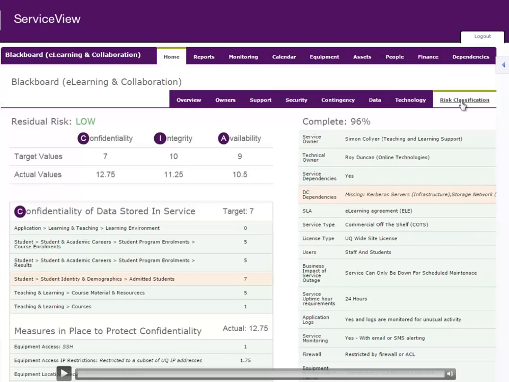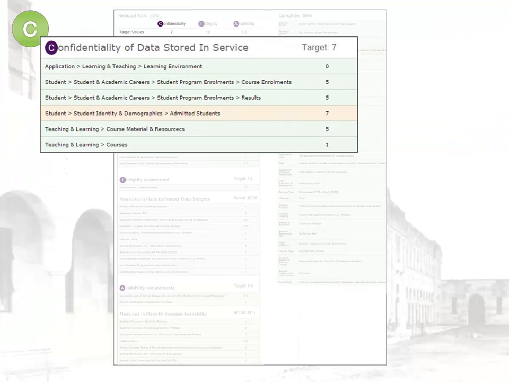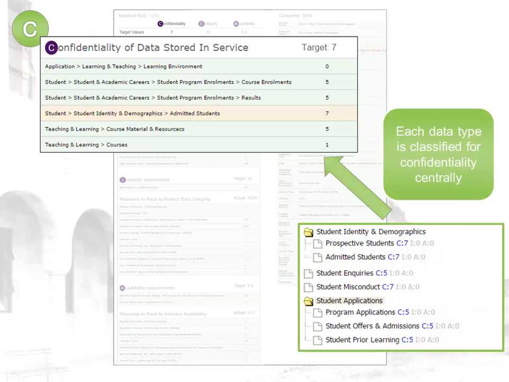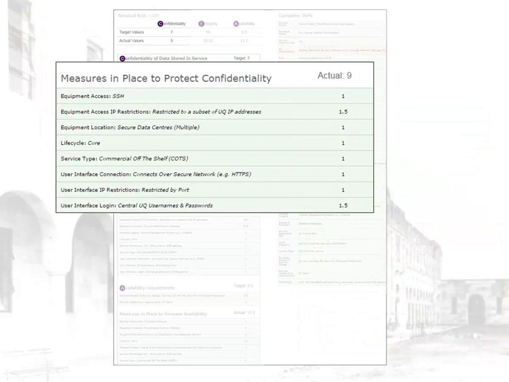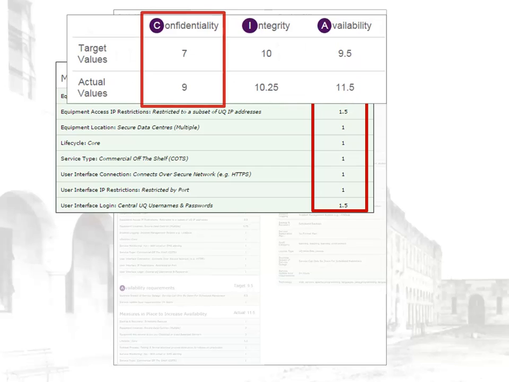Calculating the service risk. By processing the data captured for each service, we can calculate the target and actual CIAs. The target confidentiality is determined by looking at the data stored by the service and using the value of the most confidential. Each data type is classified for confidentiality using a central lookup table. By looking at the security measures in place, we can determine how well the data is being protected. Each control in place adds to a score giving an actual confidentiality value. Here we needed a value of 7 and are achieving 9, so we have effective controls to protect the data.